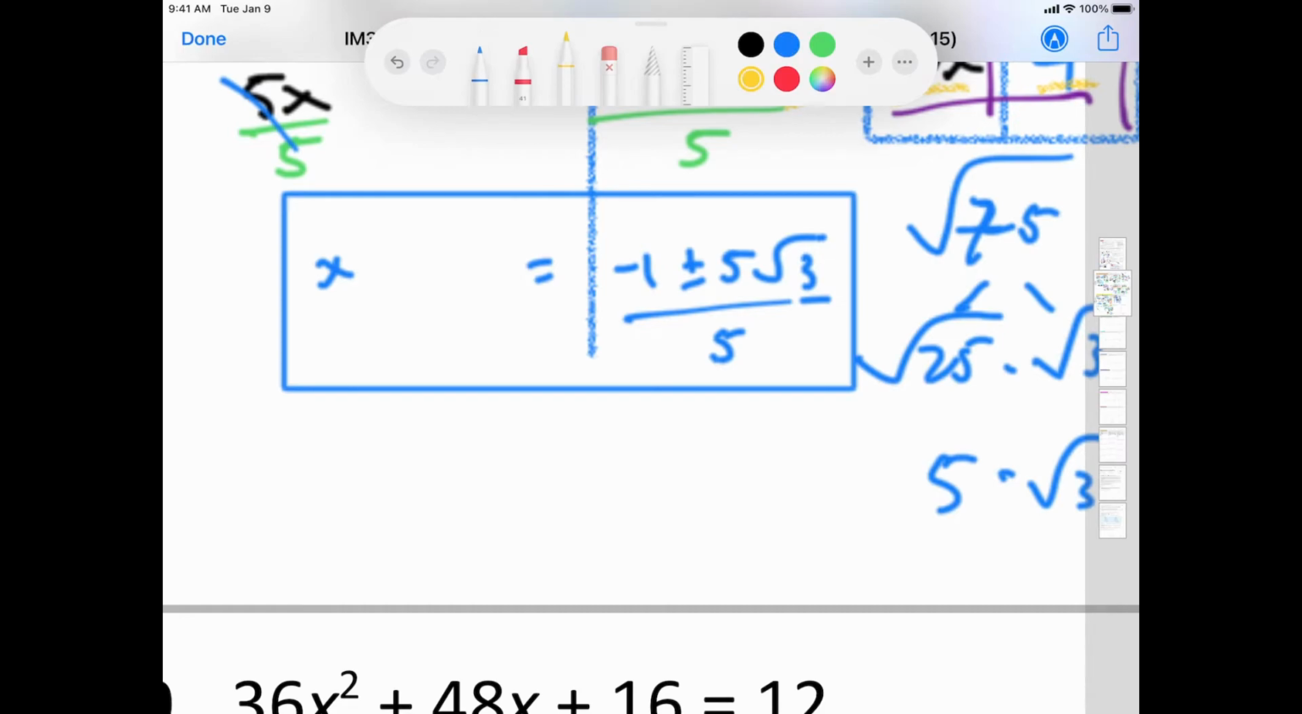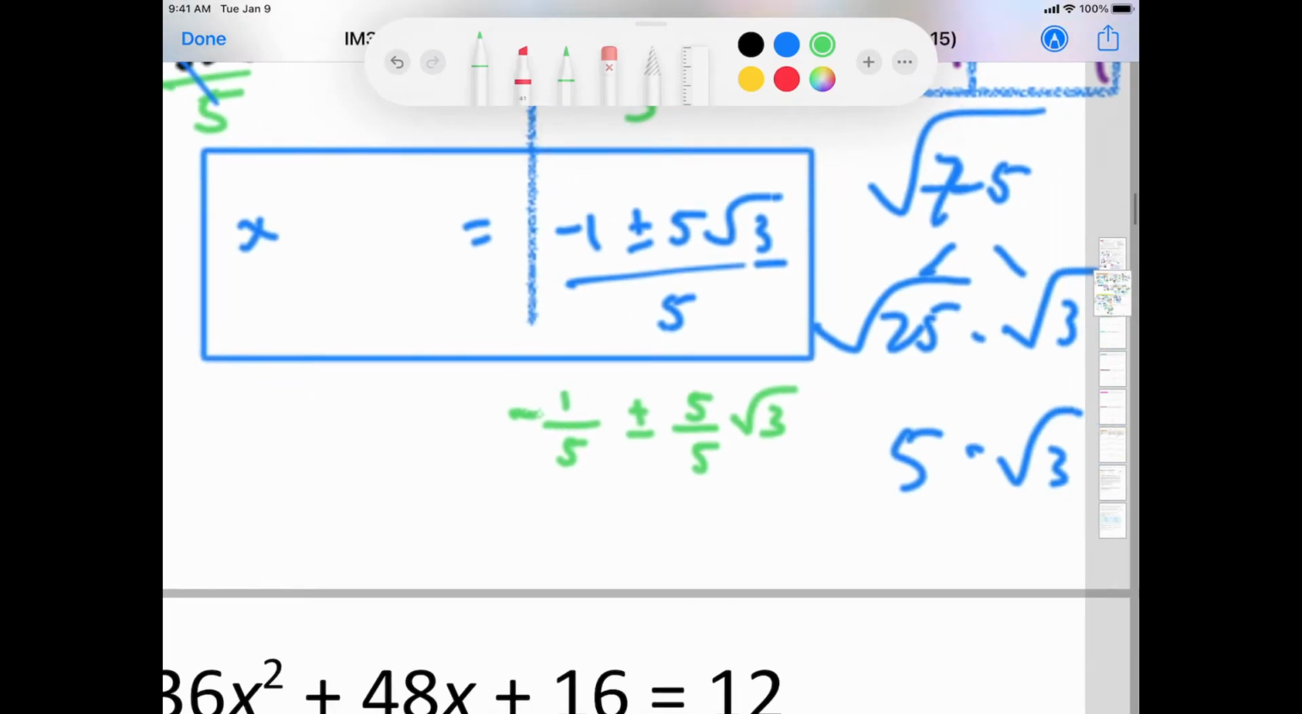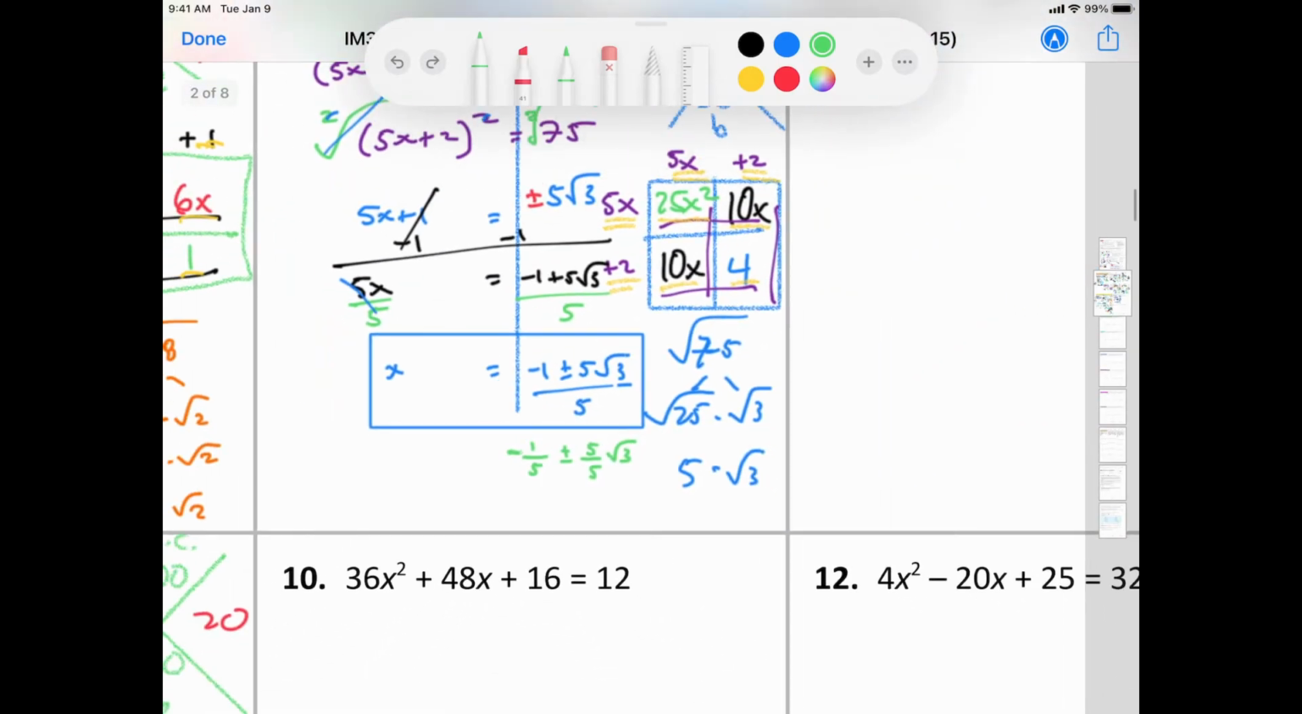A couple things you're not going to do is you're not going to cancel the 5s here. The reason why you would not do that is because if you separated it, negative 1/5 plus or minus 5 over 5 radical 3. So it would make sense to cancel your 5s, but that would leave you not negative 1 plus or minus radical 3. It's negative 1/5 plus or minus radical 3. Does that make sense? So, okay.